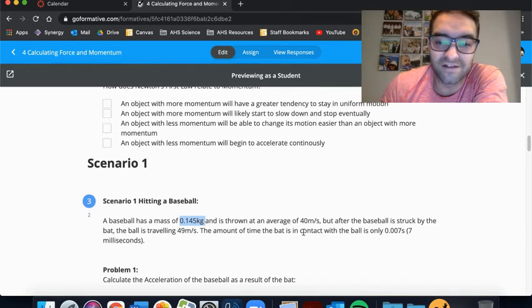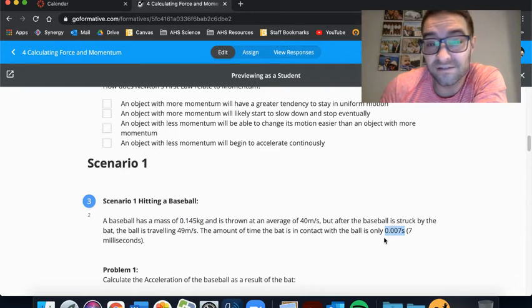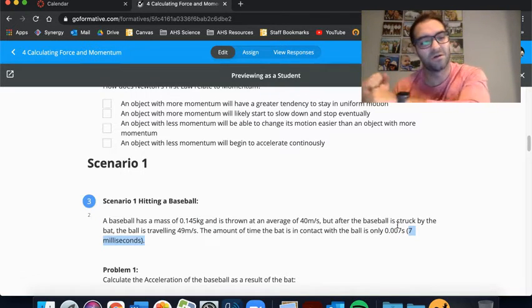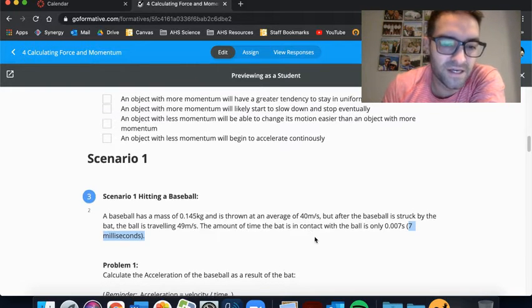and the amount of time the bat is in contact with the ball is only 0.007 seconds. I put it in this way because I want you to use seconds when you're doing your calculations. That's important. But that really is 7 milliseconds. So 7 milliseconds the bat is in contact with the ball.